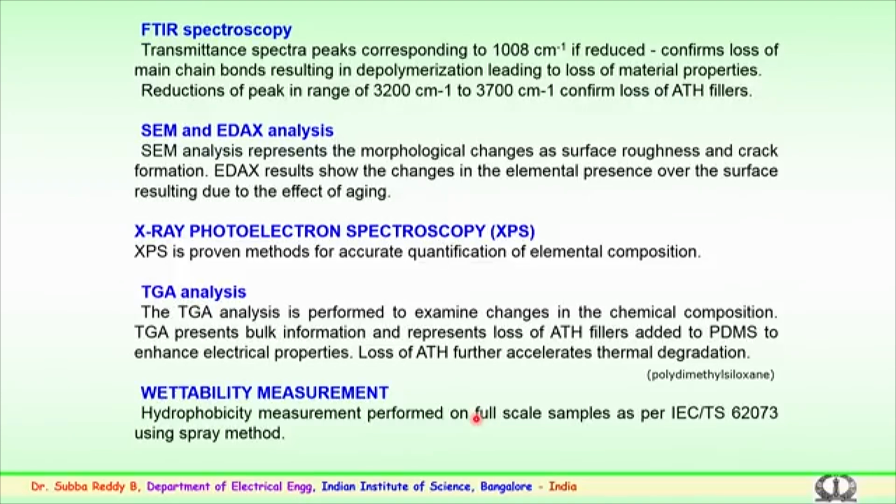PDMS is polydimethyl siloxane. This is the material used for the insulators. This PDMS, added with aluminum trihydrate fillers, forms the compound which is used for the manufacture of silicon rubber. These added fillers enhance the electrical properties, so the loss of aluminum trihydrate will further accelerate the thermal degradation. So, this analysis gives important information about the loss of fillers.